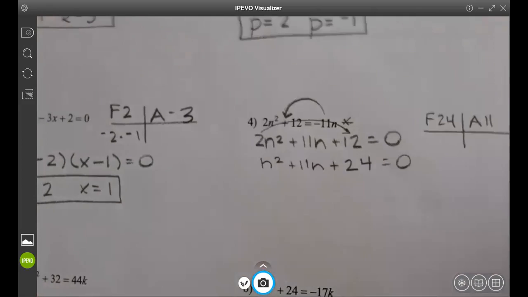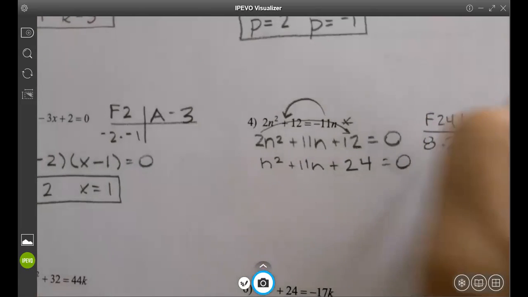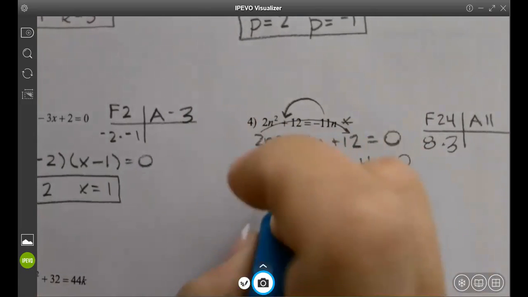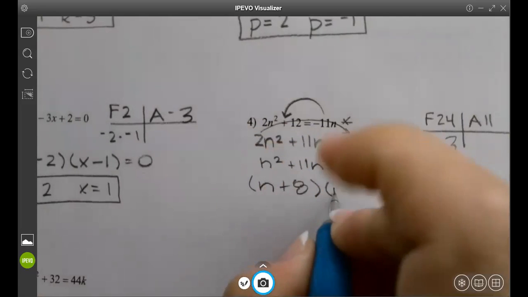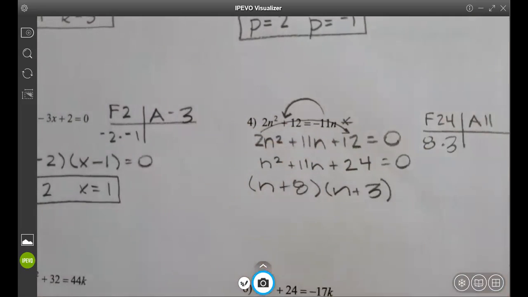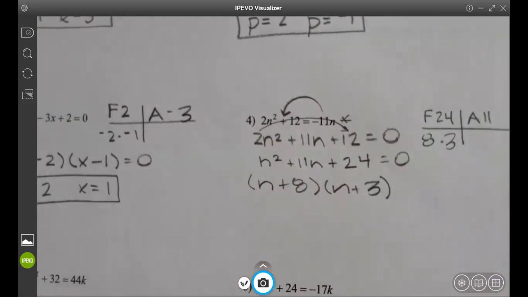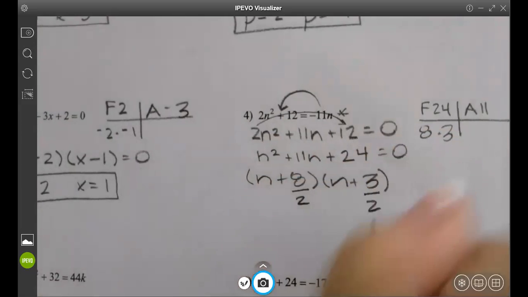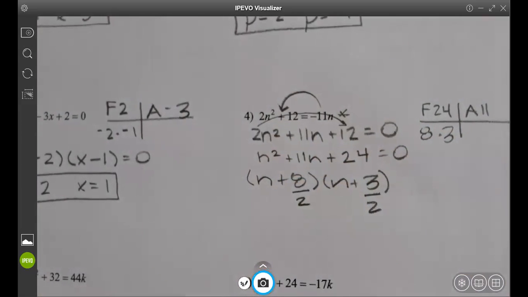The two numbers that you would find are 8 and 3. So our letter is n and a positive 8, n and a positive 3. But we did slide, so now we have to divide by 2. And it's always by the number that you multiply by. So whatever the number is in front.